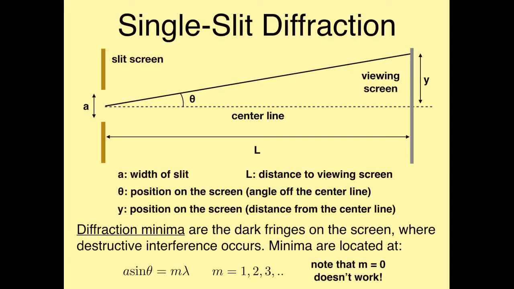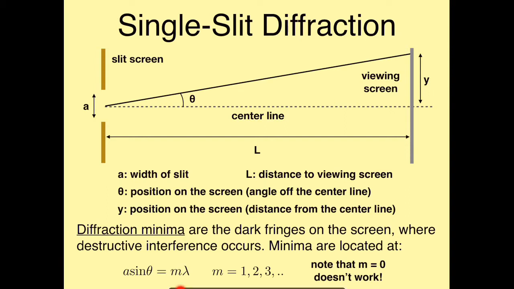So I'm going to start by just giving you an equation. We're actually going to derive this later in the lecture, but for now, I want to take a look at that equation and just try to understand what it's saying. So here's the basic setup. Here are some of the parameters that are going into the equation. We have our slit screen, of course, and the width of that slit is going to be denoted by A. So A is the width of the slit from one end to the other.